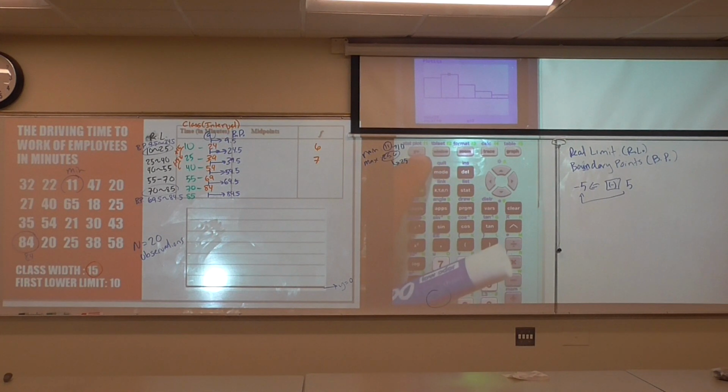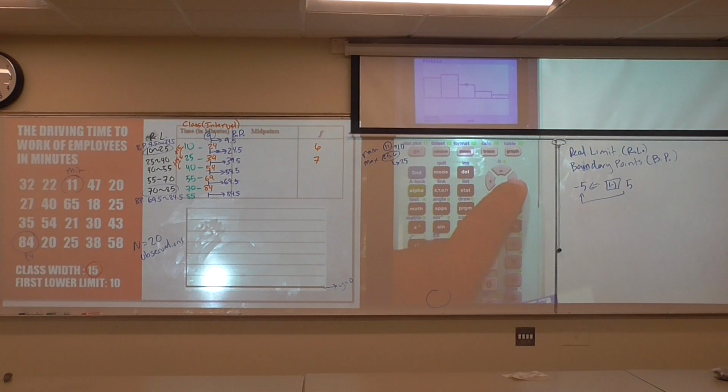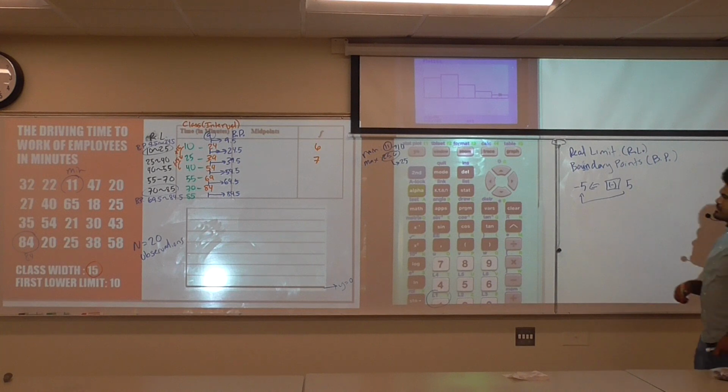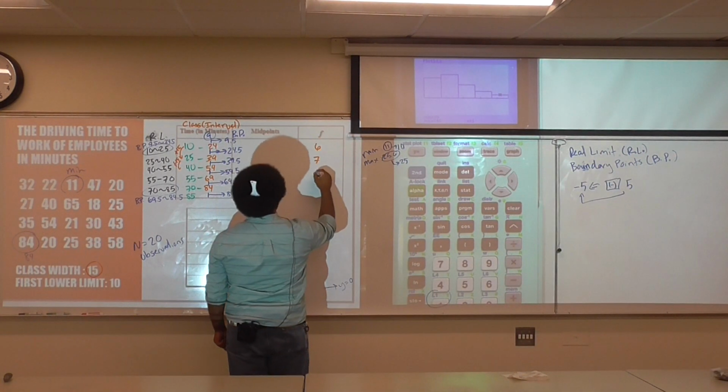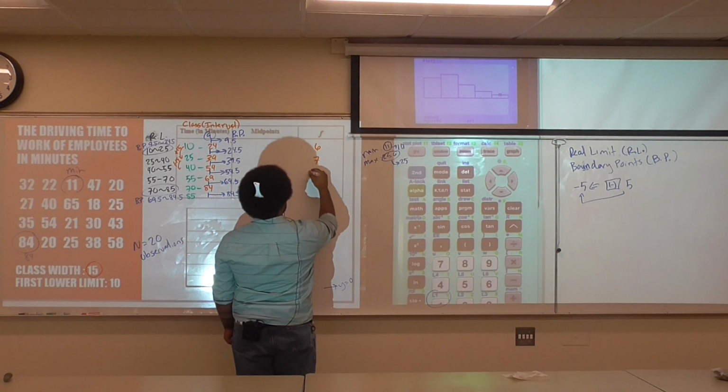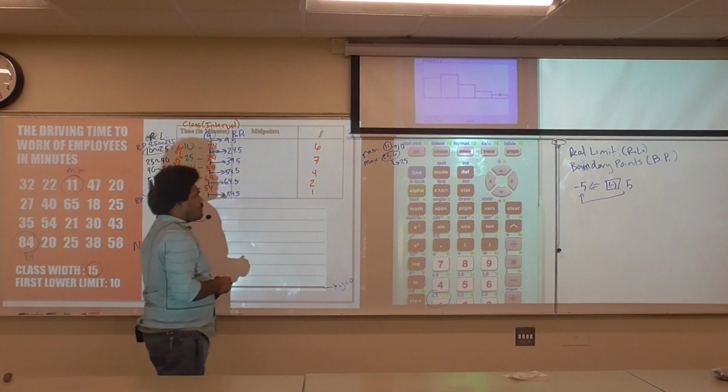Next. Now we could go right again, and we get 4, and repeat the same thing, 2 and 1. So we know all the frequencies that correspond to it. We have the histogram, and we also have the frequency distribution at the exact same time. We hit 2 birds with 1 stone, which is very nice. Who would have thought that, right?